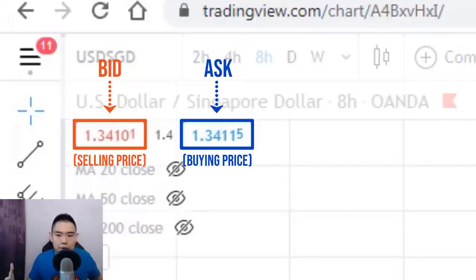So there are always 2 prices being quoted in the Forex market, the bid and the ask. Depending on what you're trying to do, if you're trying to buy, then of course you will pay attention to the asking price. If you're looking to sell, if you're looking to short a currency pair, you will pay attention to the bid price.